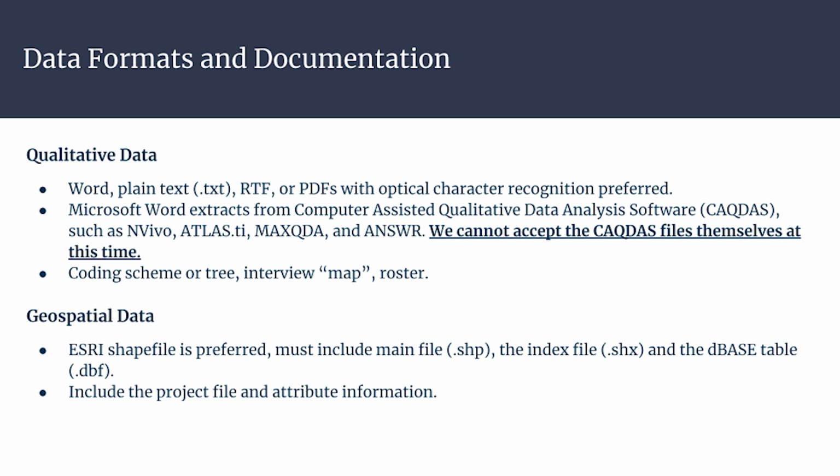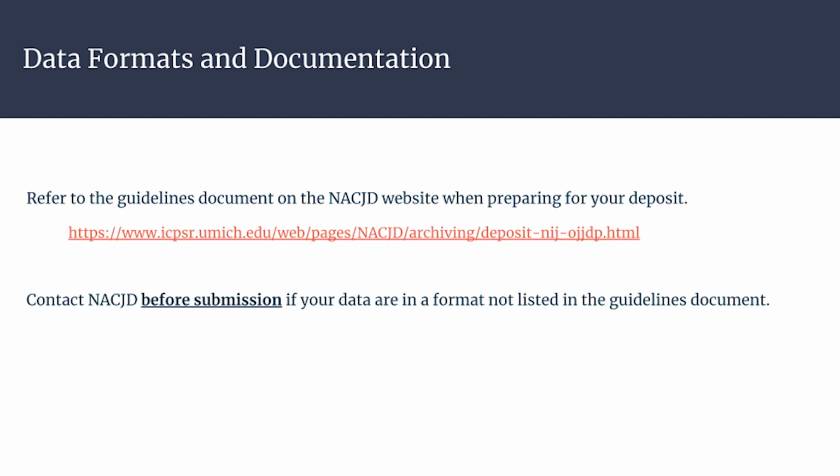For geospatial data deposits, ESRI shapefile is preferred and must include the main file, the index file, and the DBase table. We also ask that you include the project file and attribute information. Again, all of this information and much more is included in the guidelines document that can be found through the link in the current slide. If your data are in a format not listed in the guidelines document, including non-standard data such as video data or image files, please contact NACJD before submitting your deposit.